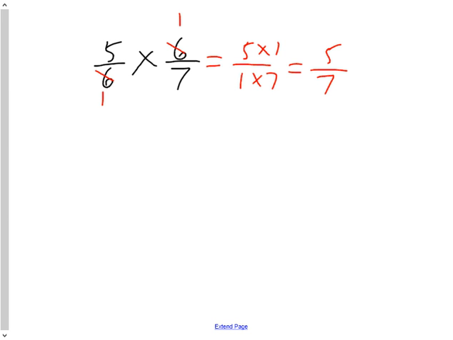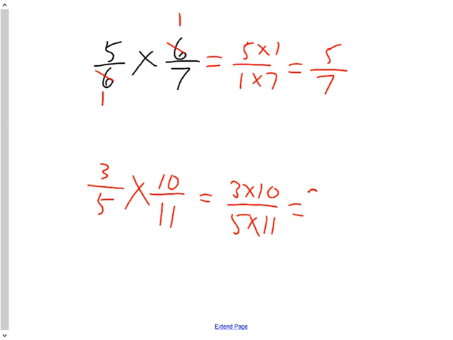So if we look at a different one, let's say 3/5 multiplied by 10/11. All right. Again, how I would solve it would be multiplying my numerators and multiplying my denominators. My answer would be 30 over 55. But because they both end in 0 and 5, I can divide that by 5, divide that by 5. My final answer would be 6/11.